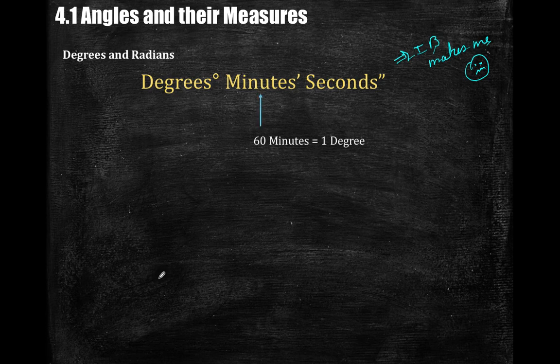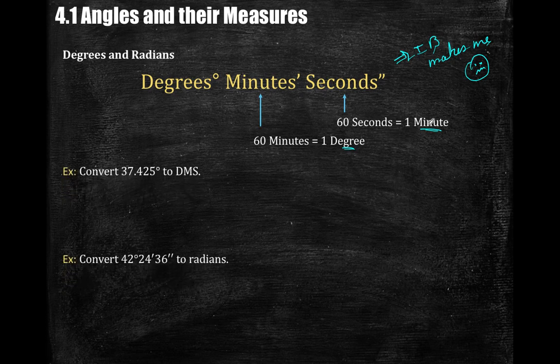Nevertheless, you do need to know that minutes are defined in terms of degrees. 60 minutes is equal to 1 degree. 60 seconds is equal to 1 minute. Notice those units don't quite match up. I have degrees, and then I can convert minutes to degrees, and I can convert seconds to minutes and vice versa.